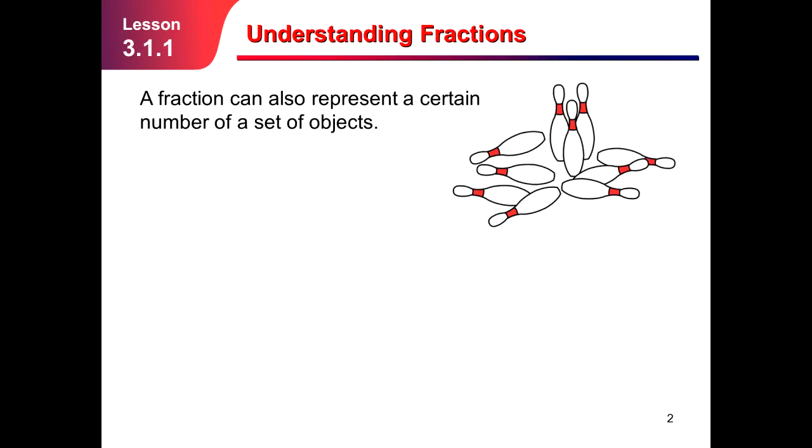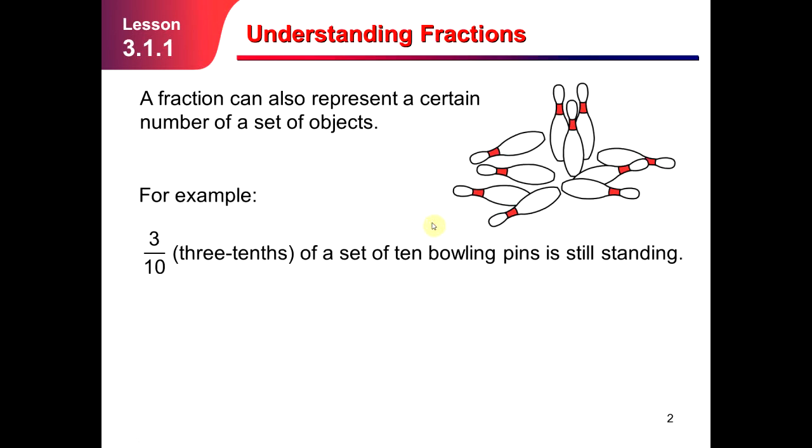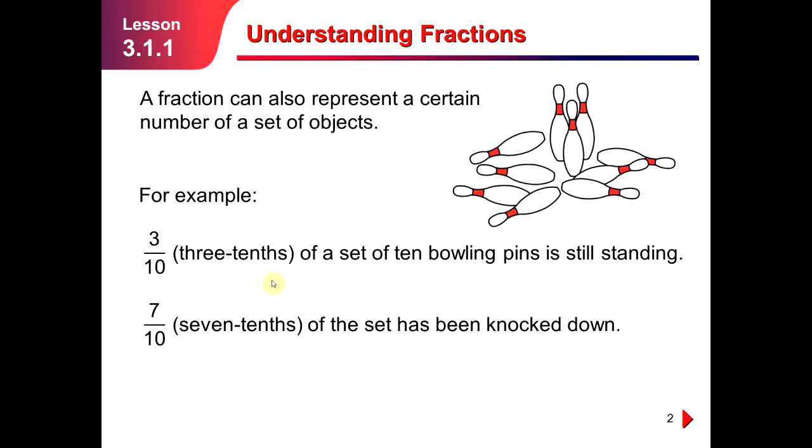A fraction can also represent a certain number of a set of objects. For example, 3/10 of a set of 10 bowling pins is still standing. We can see 1, 2, 3. That is the part of the set, and all of them in the set would be 10, 3 over 10. 7 of them have been knocked down, so that's 7/10 of the set has been knocked down.